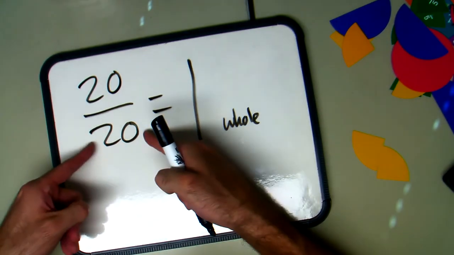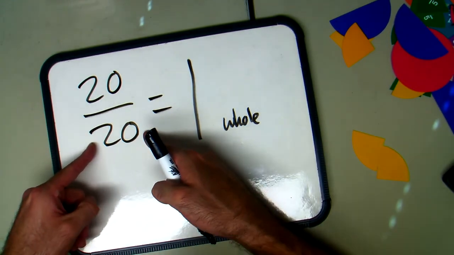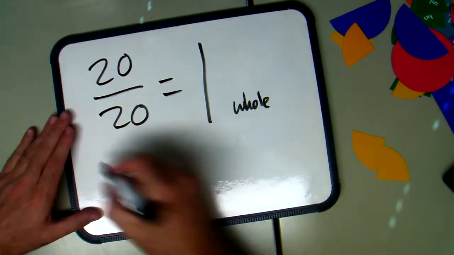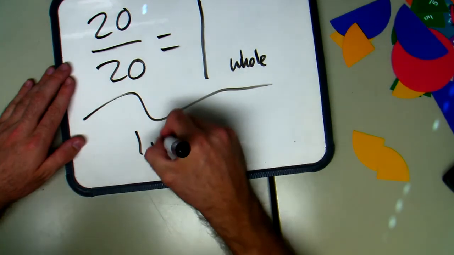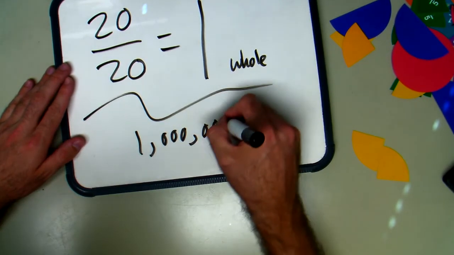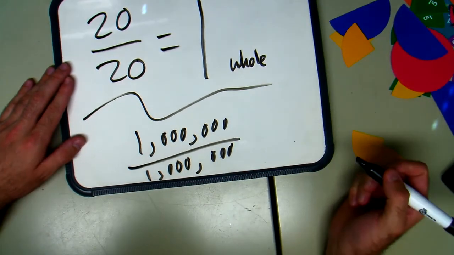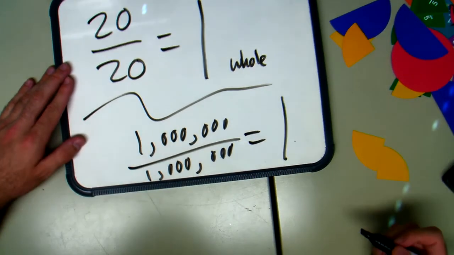This says I need 20 pieces to make 1 whole. Okay, the top says, well, you have all 20. So you have 1 whole. It doesn't matter if I have 1 million at the top and 1 million at the bottom. It does not matter. I have 1.